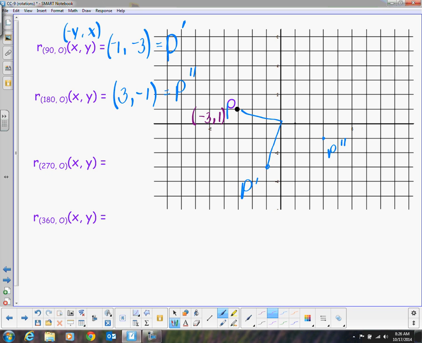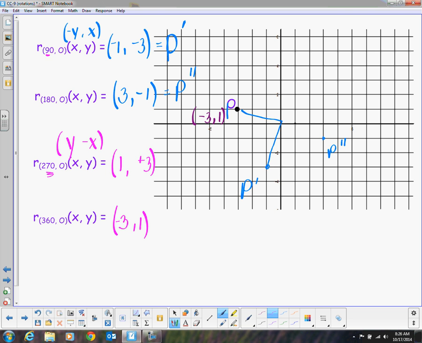Okay, so now we want to do the same thing, but 270. What's the rule for 270? Switch, and the X is negative. So I'm going to switch them. So 1 and negative 3 switch, but now what do I do to the negative 3 that drives Nathan crazy? Positive 3. What's 360? Same thing. Negative 3, 1. How do you know when to switch those? Because it's all based on the rule.